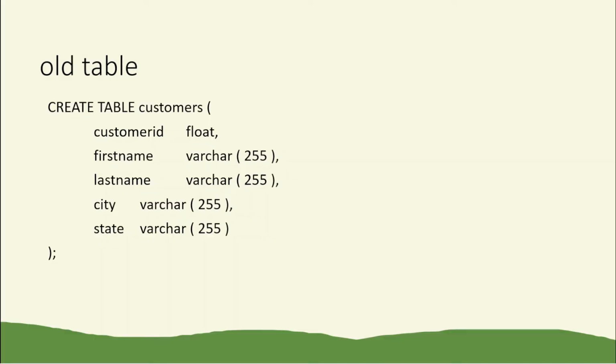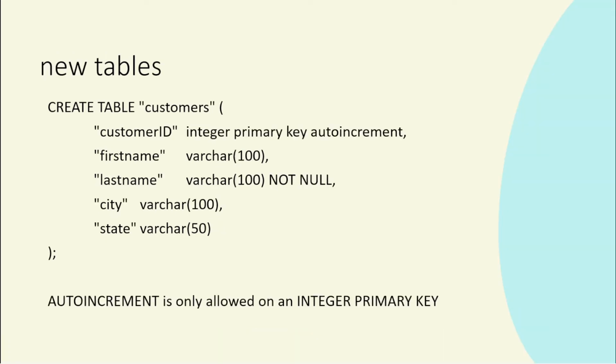So our table before, this is an example of customers previously without any keys or checks, no constraints, now changes to using primary key. We're going to use auto increment, so we don't have to keep putting the key in our cells. We've got not null on last name. And at the bottom, there's a note saying auto increment is only allowed on an integer primary key. So you might use something like a small int otherwise. If you're using auto increment, it has to be integer.